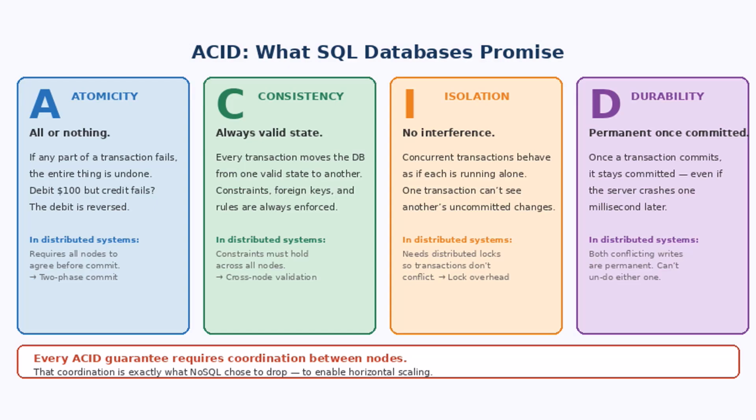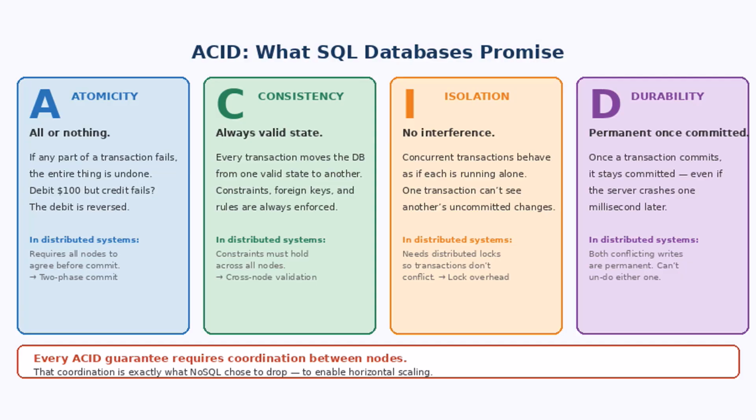SQL databases make 4 guarantees known as ACID: atomicity, all or nothing. If any part of a transaction fails, the entire thing is undone. Transfer $100 from account A to account B. If the debit succeeds but the credit fails, the debit is reversed.